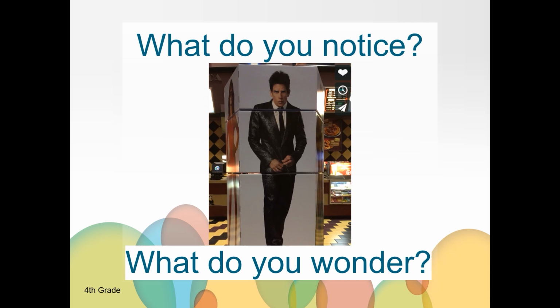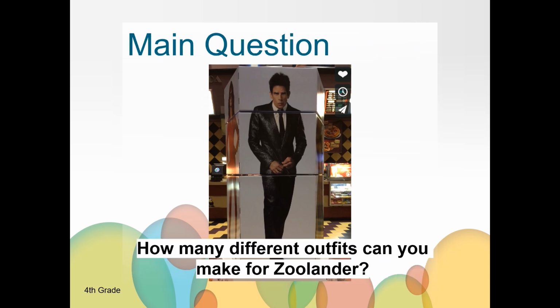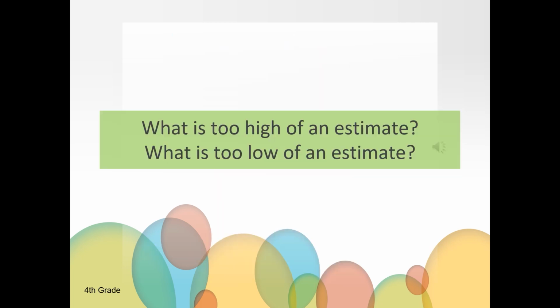Before we solve the problem of how many different outfits we can make for Zoolander, we're going to make an estimate. How many outfits do you think we can make for Zoolander? In order to get our brains thinking about making an estimate, let's make an estimate of what would be a too high of an estimate and a too low of an estimate. Think about the video and what you already know to make your estimate. When you are thinking about your estimates, remember to think about the reasonableness of your estimate.